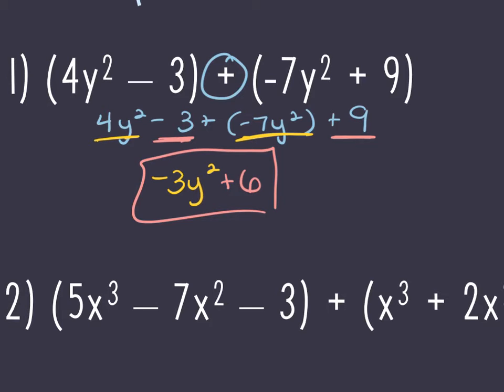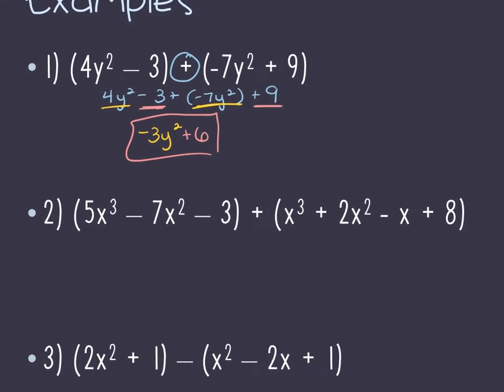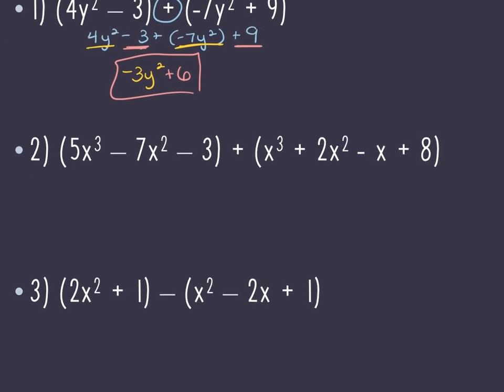If there's a negative in between, which we're going to get to in a little bit, you have to change the signs of everything that follows and then combine your like terms. So you do example 2.